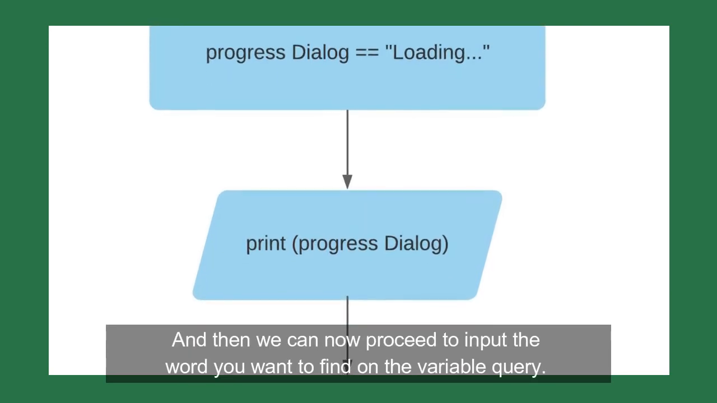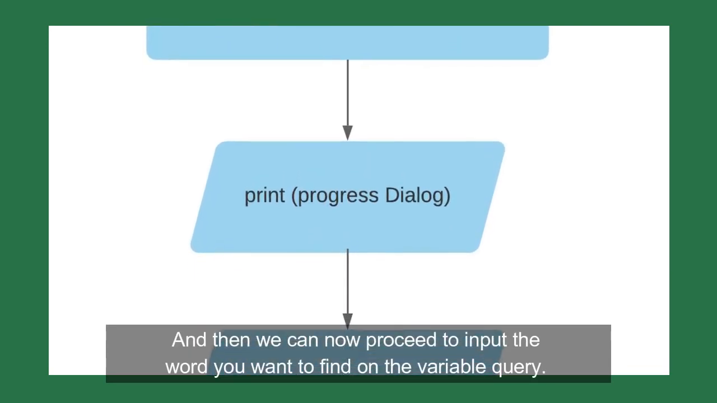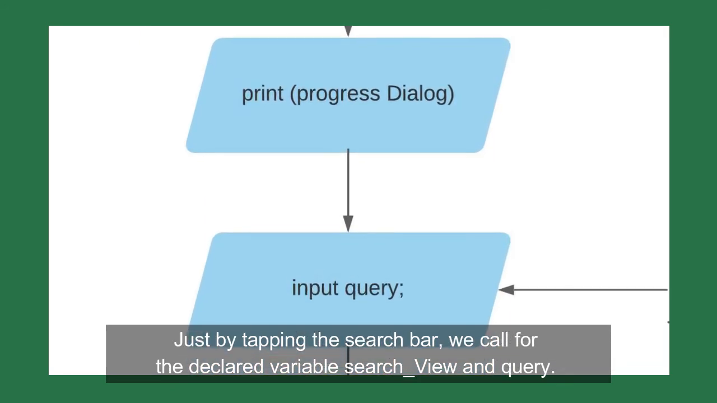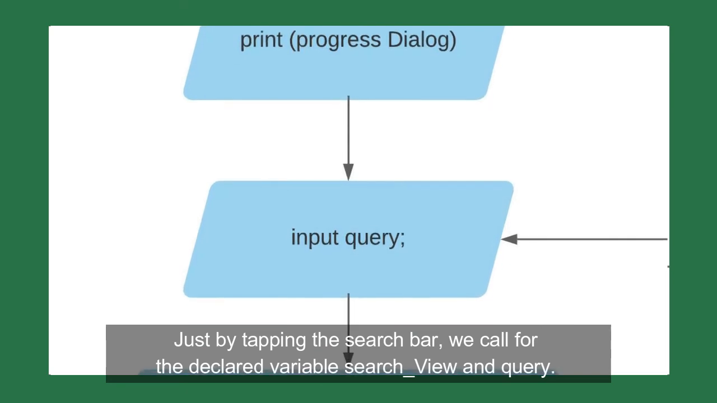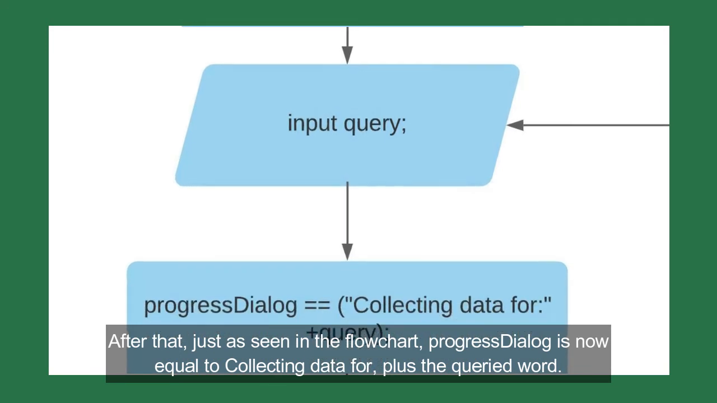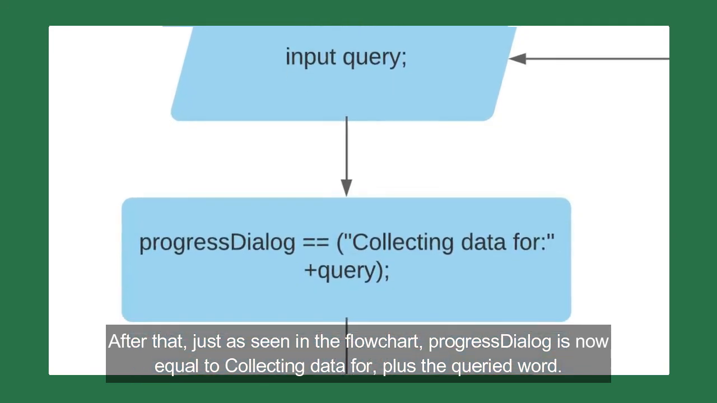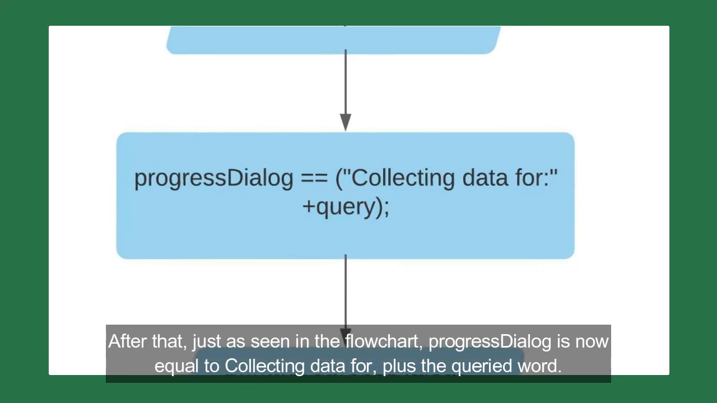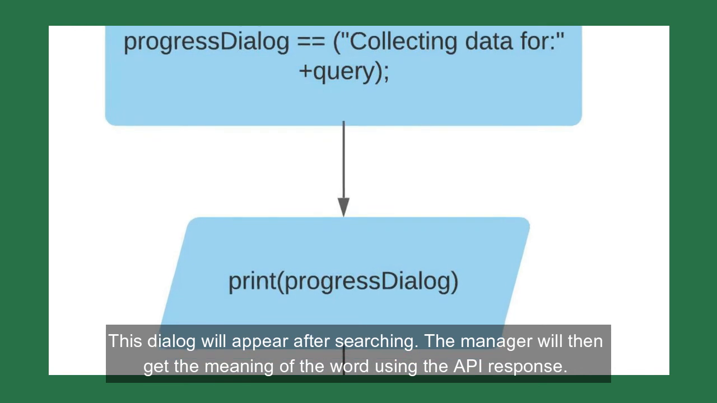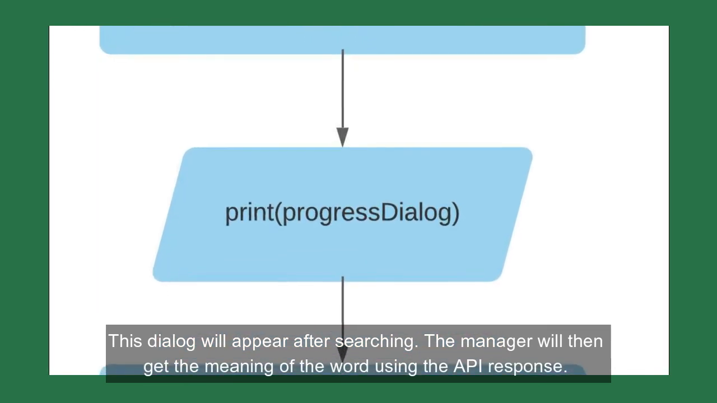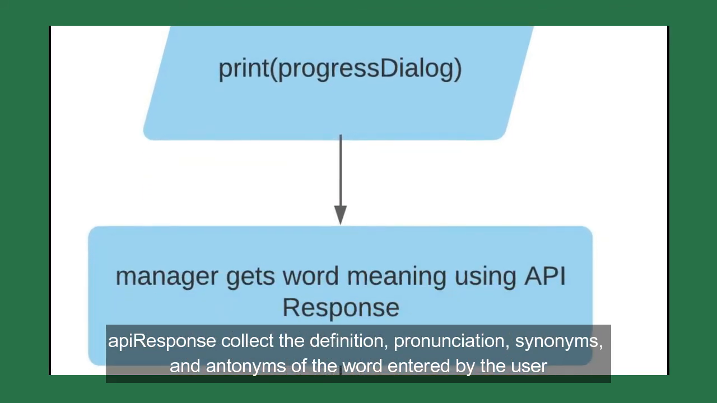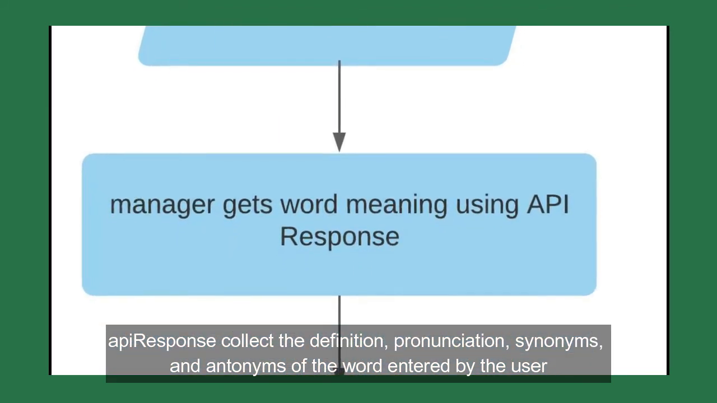And then, we can now proceed to input the word you want to find on the variable query. Just by tapping the search bar, we call for the declared variable, search view, and query. After that, just as seen in the flowchart, progress dialog is now equal to collecting data for, plus the queried word. This dialog will appear after searching. The manager will then get the meaning of the word using the API response. API response collects the definition, pronunciation, synonyms, and antonyms of the word entered by the user.